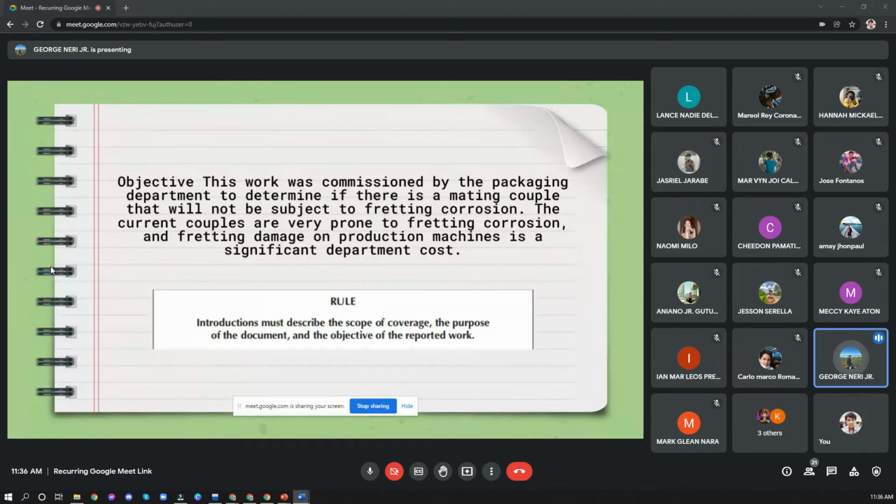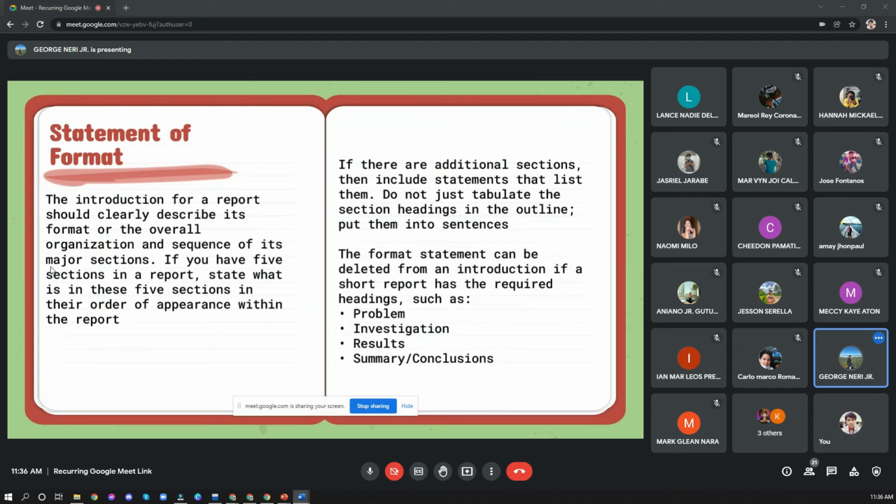Objective: this work was commissioned by the packaging department to determine if there is a mating couple that will not be subject to printing corrosion. The current couples are very prone to printing corrosion, and printing damage in the production machines is a significant department cost. So the rule: the introduction must describe the scope of coverage, the purpose of the document, and the objective of the reported work. So next is statement of format.